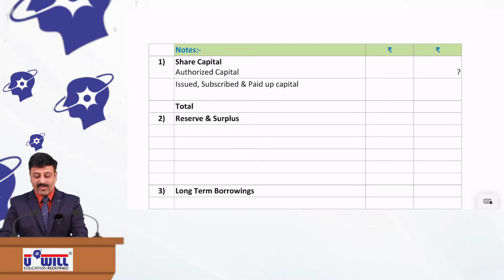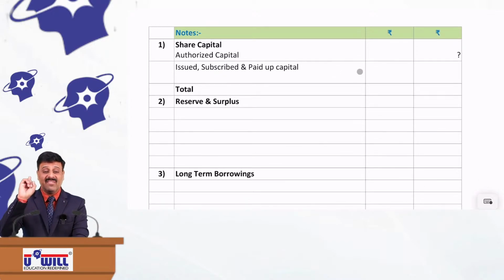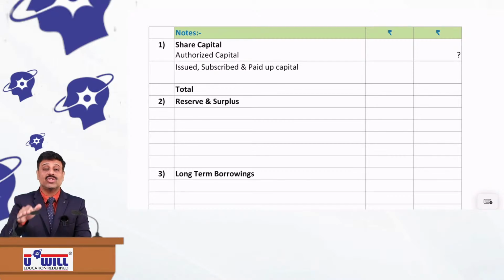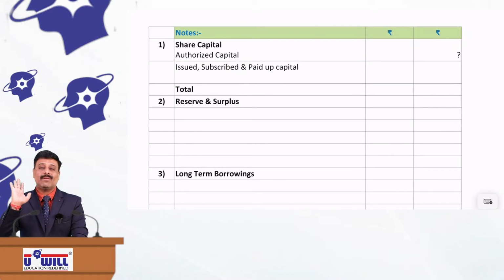Now what is the order of notes to be followed when we make the balance sheet? The very first note is always for share capital. Here I have included only those notes which are there in the question, and in exams also you are supposed to do that only. If any item of the balance sheet is not there, no need to make that particular note. So share capital: authorized capital, issued, subscribed and paid up capital.